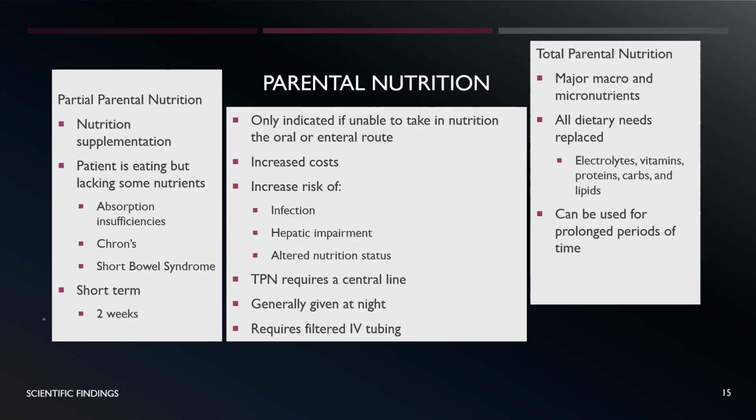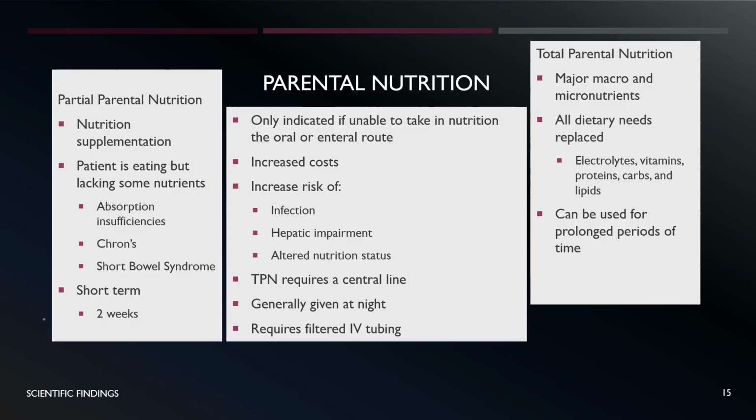Total parenteral nutrition requires a central line, whereas partial can be given through a peripheral line, again preferably a central line, but it's okay peripherally. TPN has to be a central line. Usually we give it at night, and it's going to require a filtered IV tubing. So partial parenteral nutrition is going to be our short term, usually for 2 weeks. Okay, again, somebody has a Crohn's flare-up. They're having symptoms of short bowel syndrome, which we see a lot in our gastric surgery patients.